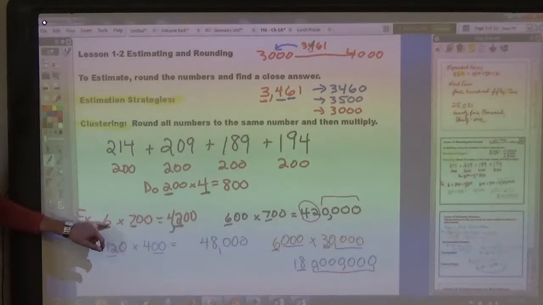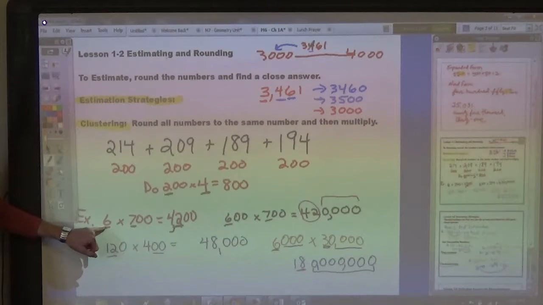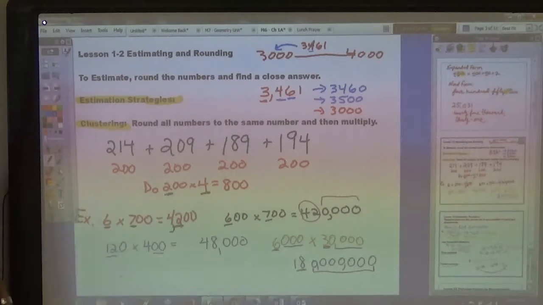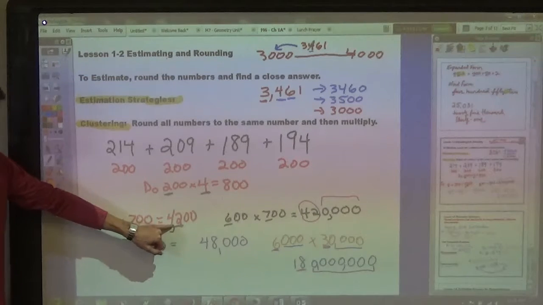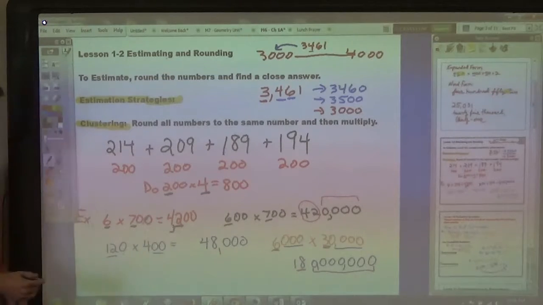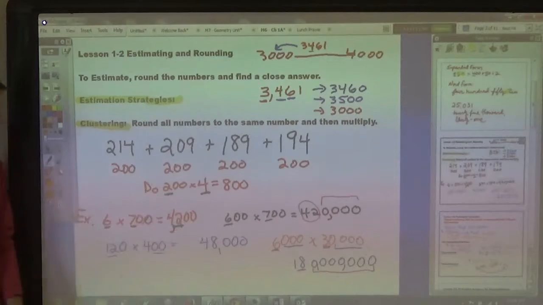Then, we also talked about, with multiplication, how to multiply big numbers together. So, let's say that you were multiplying 6 times 700 instead of just 6 times 7. You would do 6 times 7 first, which is 42, and then put the zeros into the answer. So 6 times 700 is 4,200.